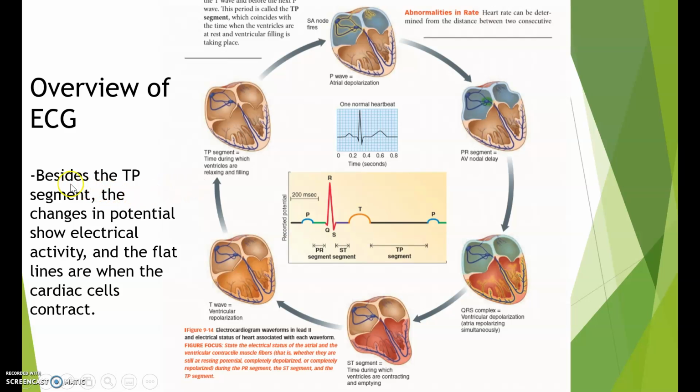And this is what I mentioned just before. Besides the TP segment, the changes in potential show that electrical activity, so potential being the y-axis. Whenever there's a change there, it means that there's electrical activity happening, like action potentials. And the flat lines are when the cardiac cells are actually contracting. So this PR segment and the ST segment, not the TP segment. So let's look at all of these different steps in the cardiac cycle now.